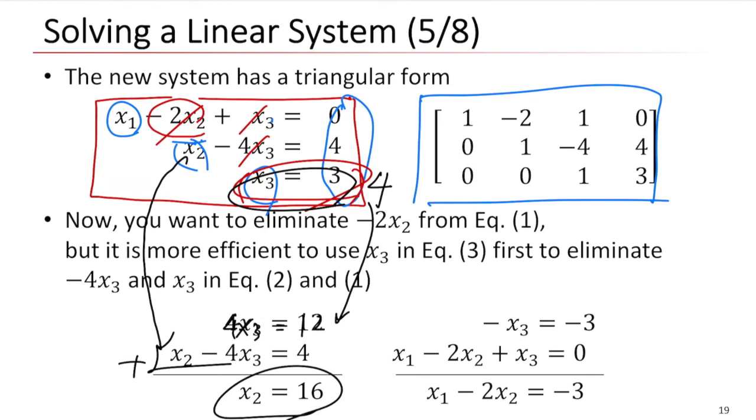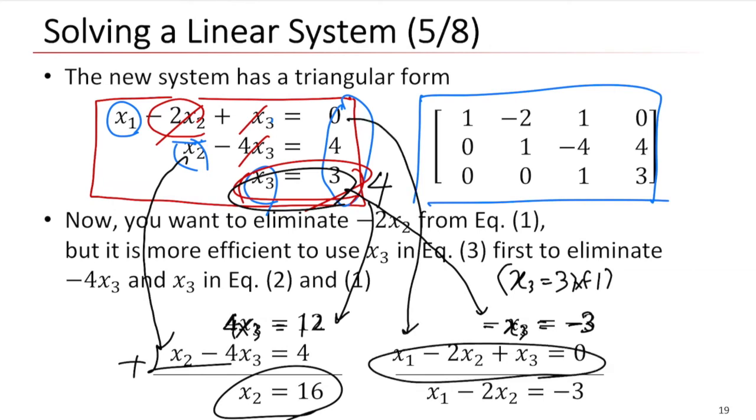Then what do we do next? We already know the negative x3 is equal to negative 3 from this equation. x3 equals 3 times negative 1, right? And if we add this, this is the first equation. If we just add these two equations, we can get x1 minus 2 times x2 is equal to negative 3. Okay?